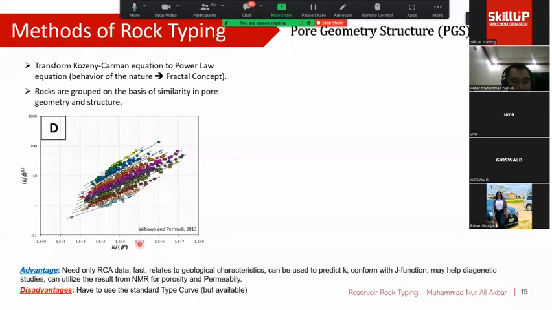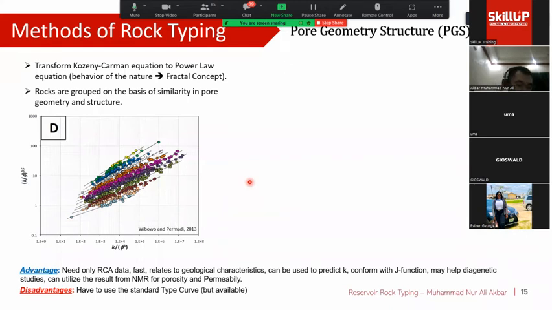And this method is really good. We only need the routine core analysis data. It is fast and also relates to geological characteristics. It can also be used for permeability prediction, confirming the J function as well, and maybe for geological study, up to the result of NMR porosity and permeability.